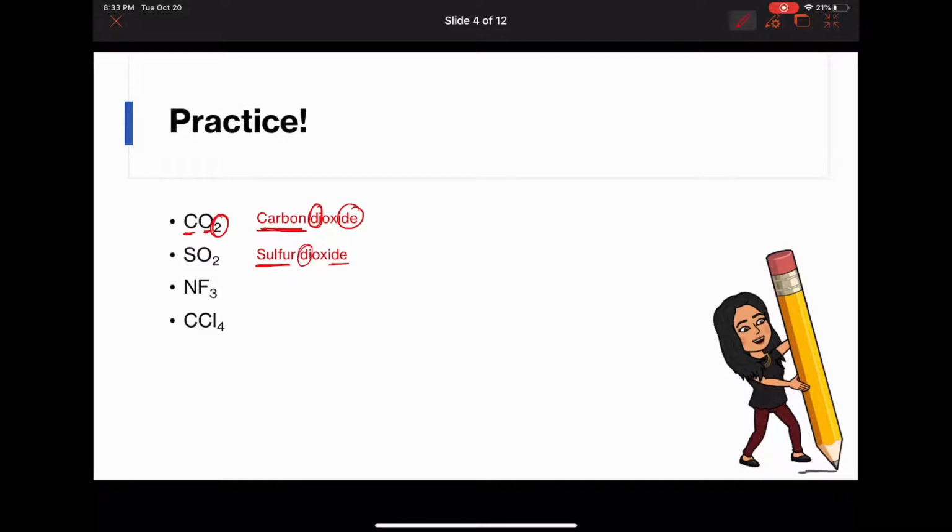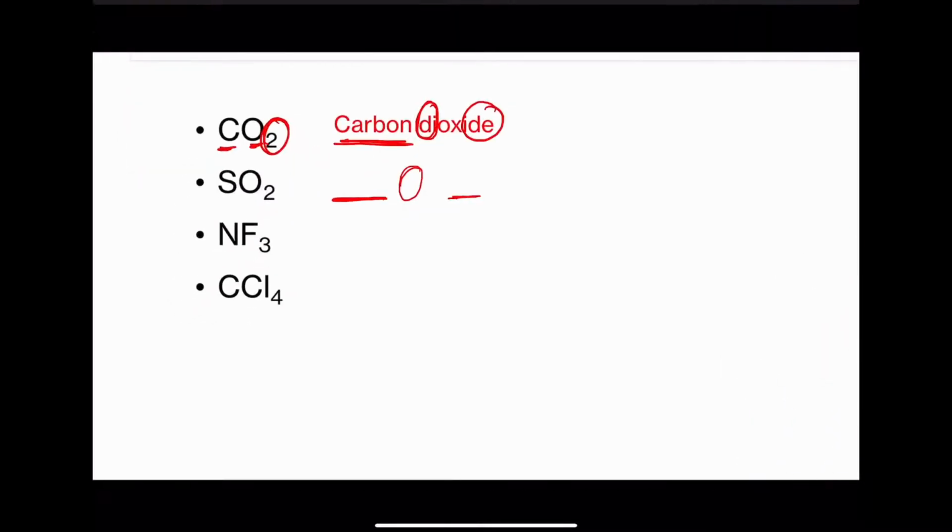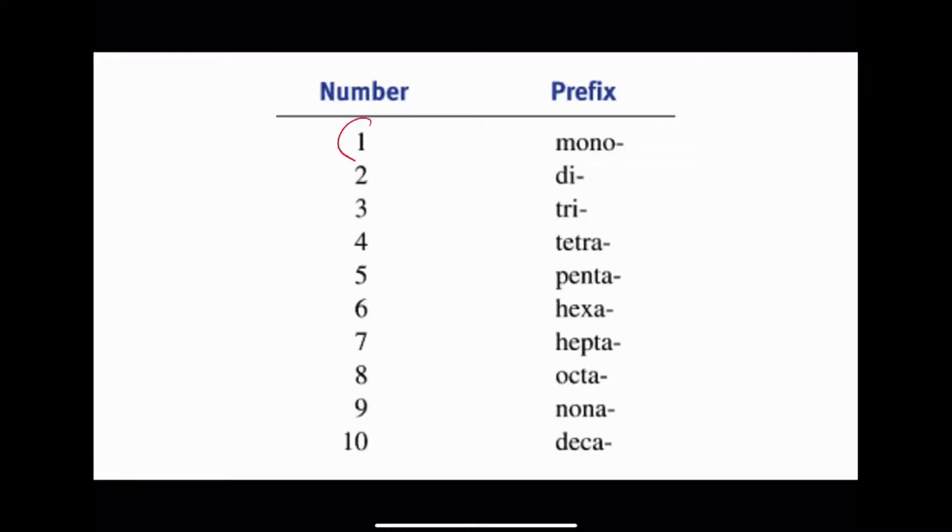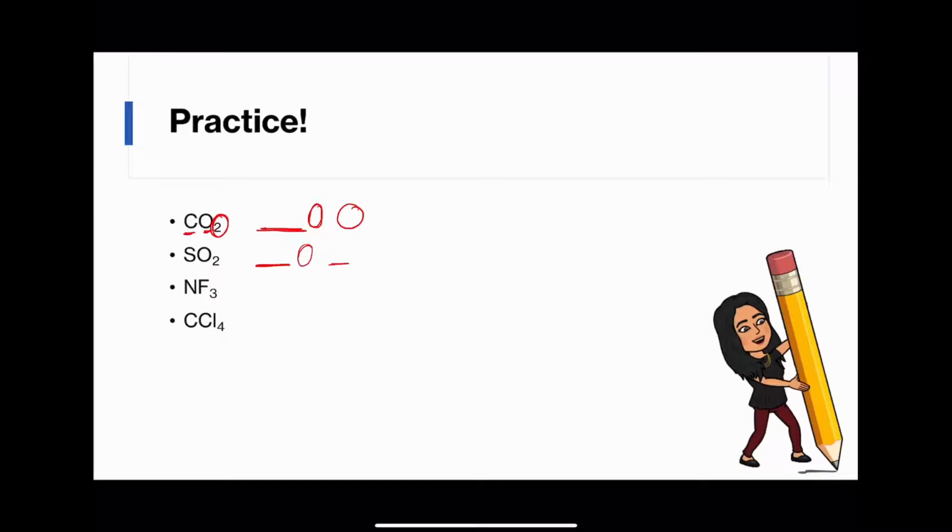So you might be wondering, well, what about mono, right? Because if we go back here, 1 is mono, right? What about that? So we only put mono, you guys, on the second element, and we'll see an example of that later on. So for example, if we say CO, CO is carbon monoxide. Carbon is right here, and mono means 1 oxide. So instead of being carbon dioxide, which has 2 oxygens, it's just carbon monoxide. So the mono only works for the second element, not the first one. So we're not going to call it monocarbon monoxide, right? It's just carbon monoxide. Okay, next one.